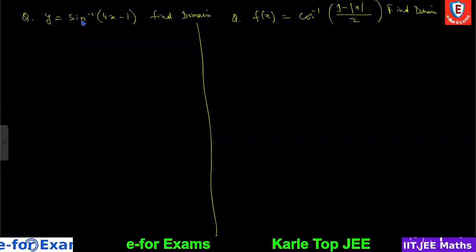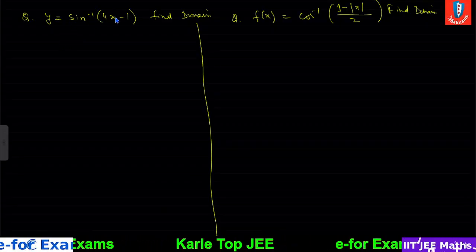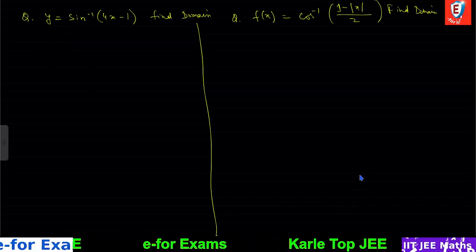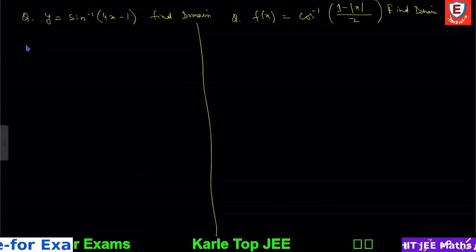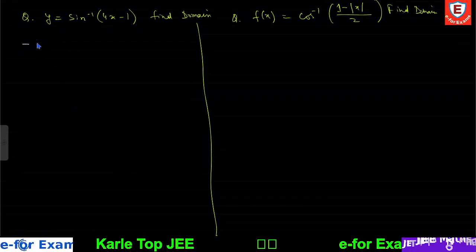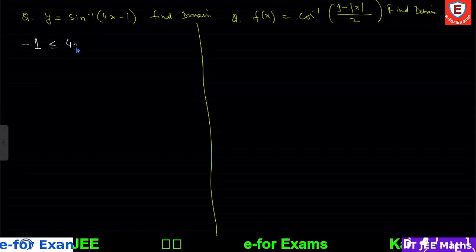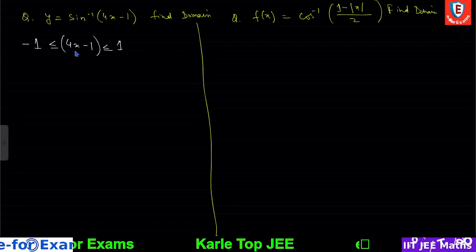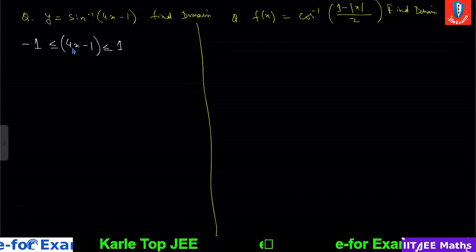Here the question is y equal to sine inverse of 4x minus 1. Find domain. Let us try to solve this. Here we can write like this: -1 is less than or equal to 4x minus 1 less than or equal to 1, right? So to reduce this to x, first remove 1 then 4.